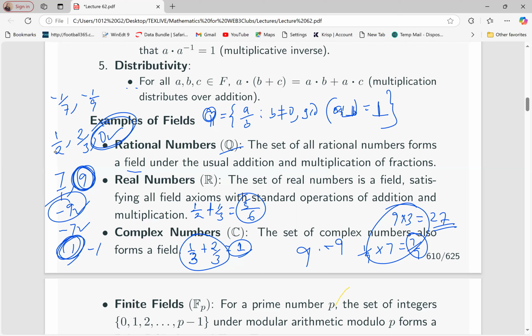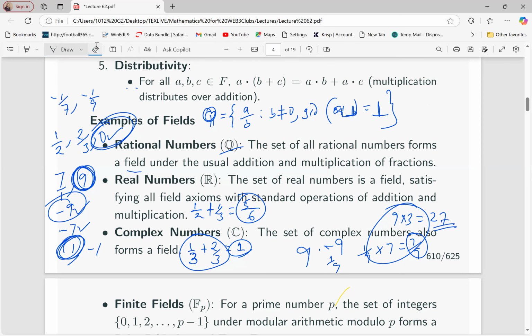What about the multiplicative inverse? A 9th is in this set. -9 is also in this set. And you realize that every element would have an additive inverse and a multiplicative inverse. All other properties will be satisfied. So that is why we say that the set of rational numbers forms a field.